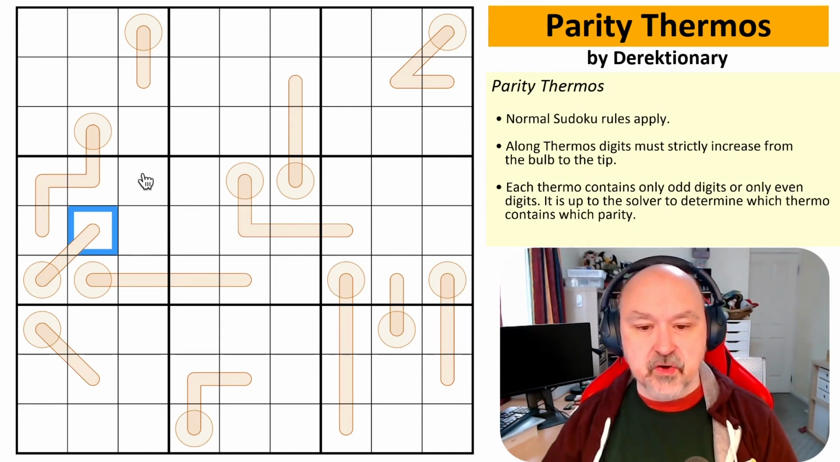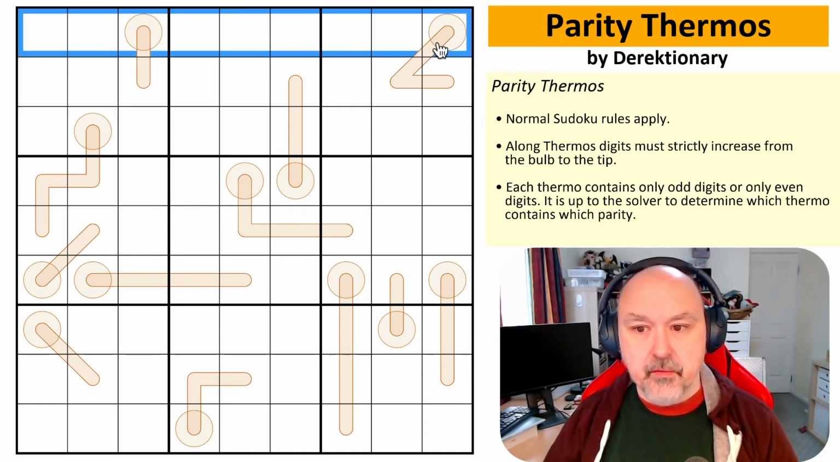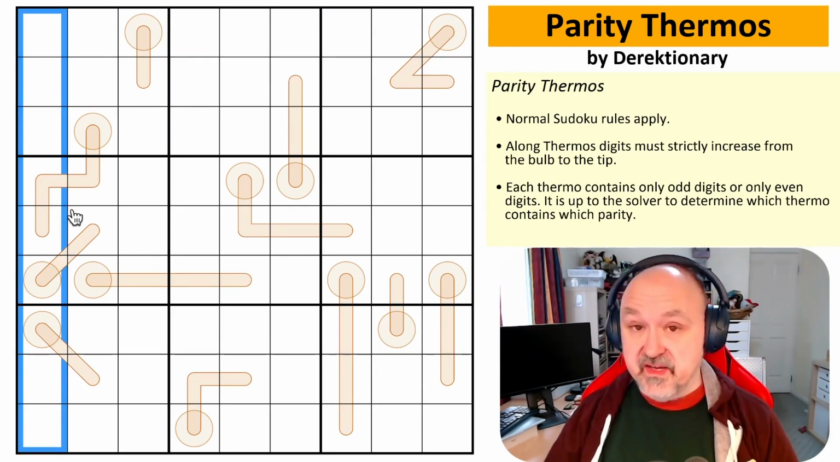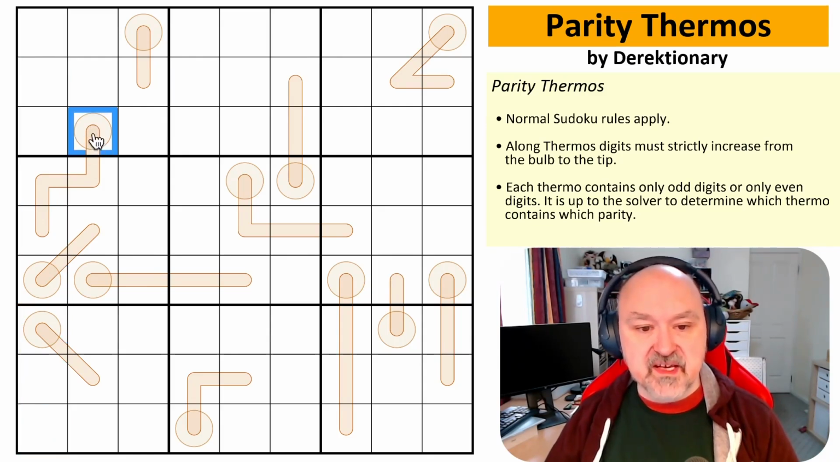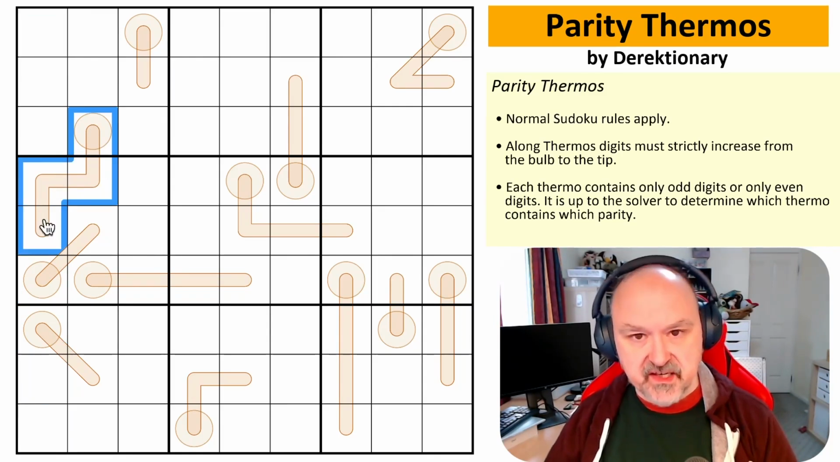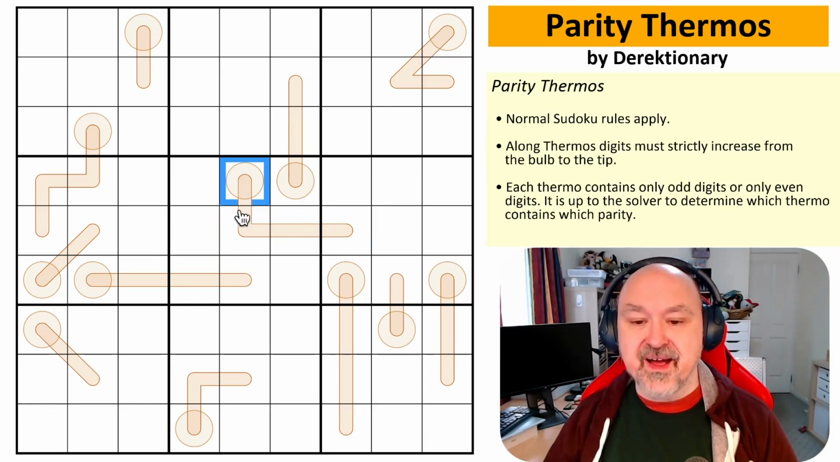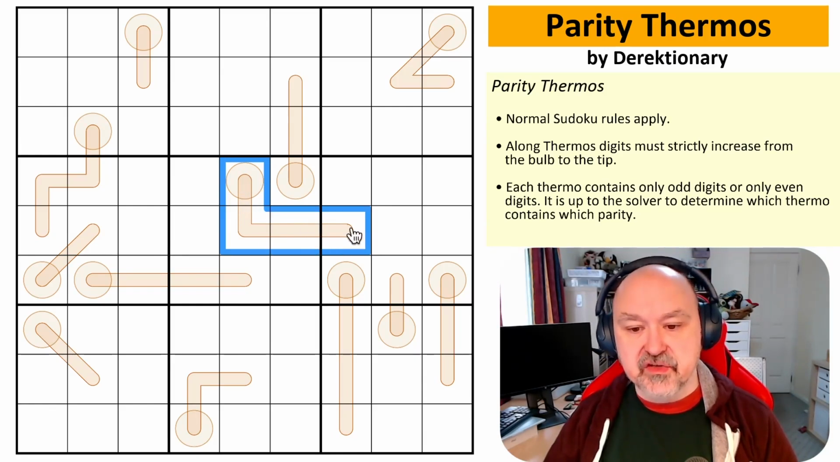Anyway, how does this puzzle work? We've got normal Sudoku rules. In every box, in every row, and in every column, the digits 1 to 9 must be placed without repetition. These are thermos, and what that means is from the bulb of the thermo to the tip, digits must strictly increase. So digits will rise along the thermo, so this digit will be higher than this digit, will be higher than this, and this will be higher than this. So they will always go up.